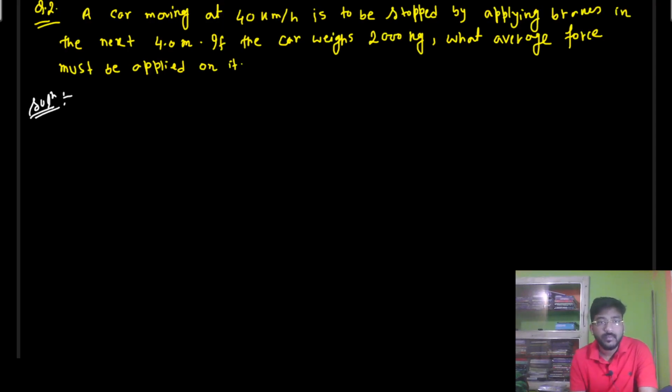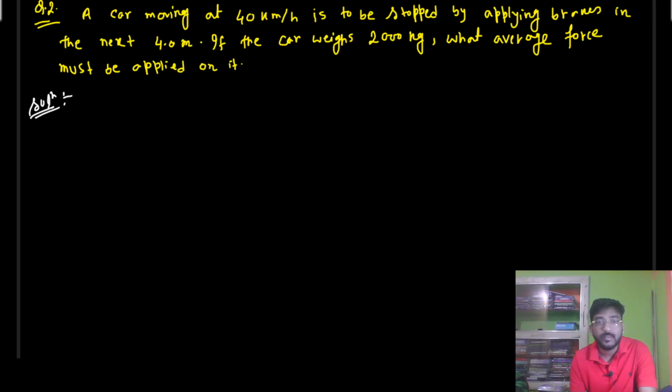So this is the second problem of AC Verma chapter 5, Newton's law. Okay, so let me solve this problem. Here the problem is: a car moving at 40 km per hour is to be stopped by applying brakes in the next 4 meter. If the car weighs 2000 kg, what average force must be applied on it?